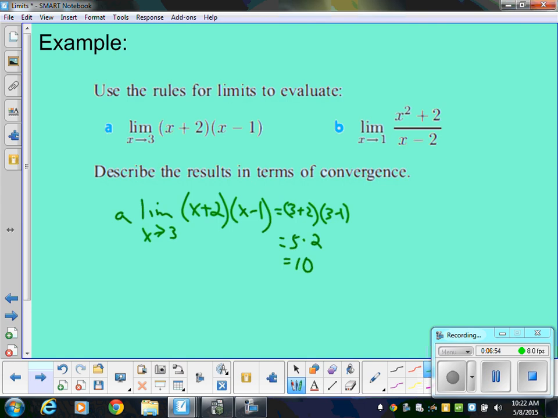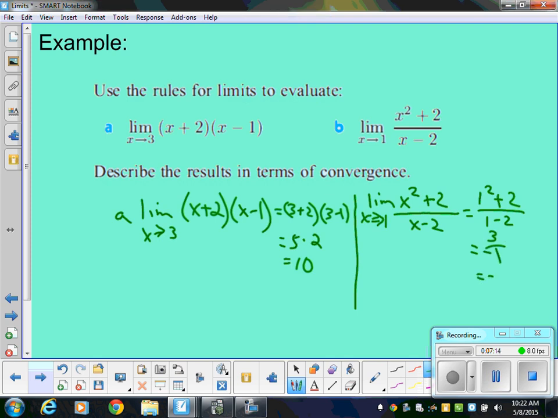And similarly, I would do that with problem B, plugging 1 in. So the limit of x squared plus 2 divided by x minus 2, if I put 1 in there, as x approaches 1, put 1 into the problem, I get 1 squared plus 2 over 1 minus 2, which is 3 over -1, so the limit is -3. It's that simple. Right? So those are limits.